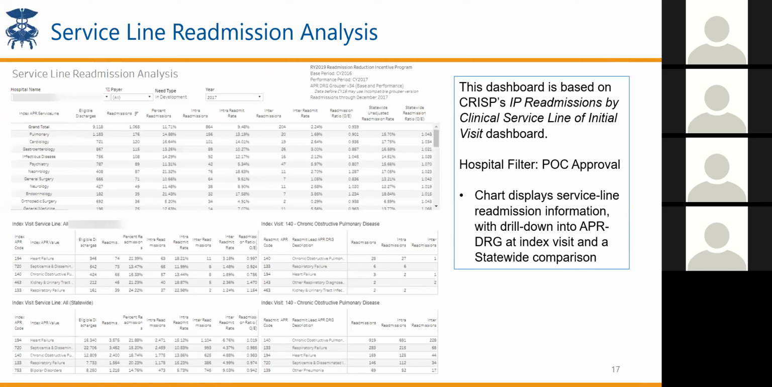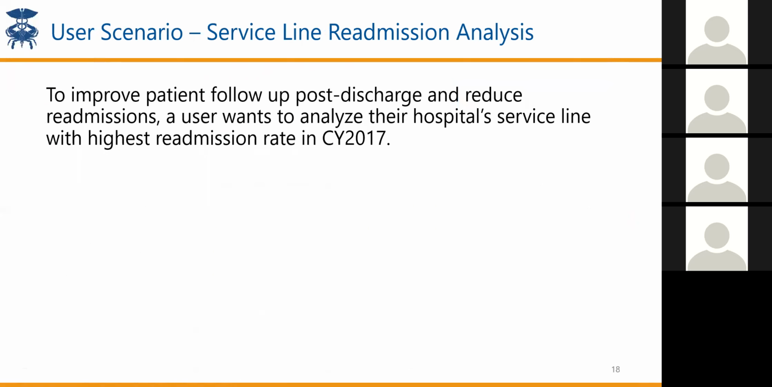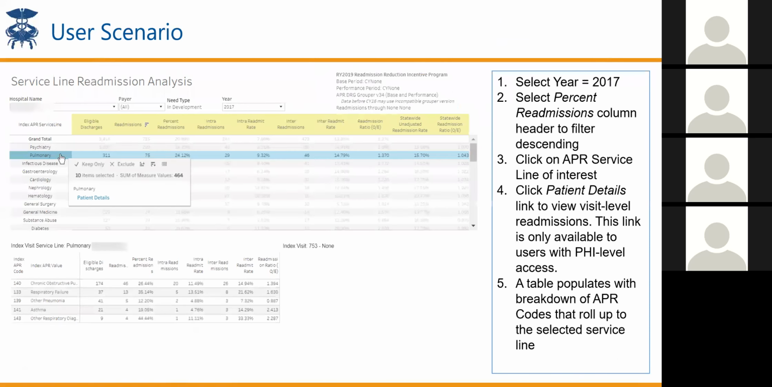Again, this is another dashboard where the user can only see the hospital that they've been granted access to. If a user wants to begin analyzing their hospital service line with the highest readmission rates and drill into the DRGs from the index versus the readmit visit, they would follow this scenario. Select the year you're looking at, in this case 2017, and filter on the percent readmissions column. We see pulmonary has a 24% readmission rate, so let's drill into the pulmonary service line.